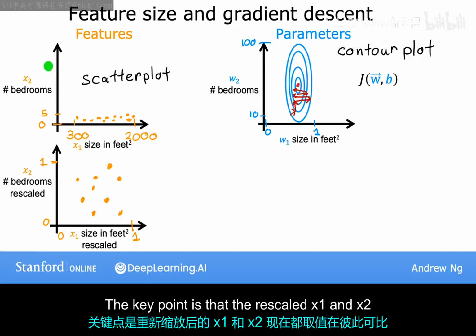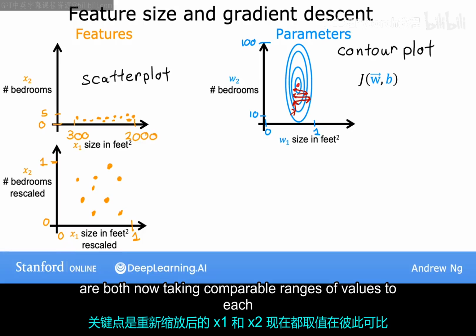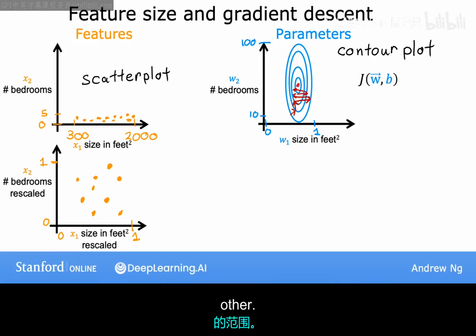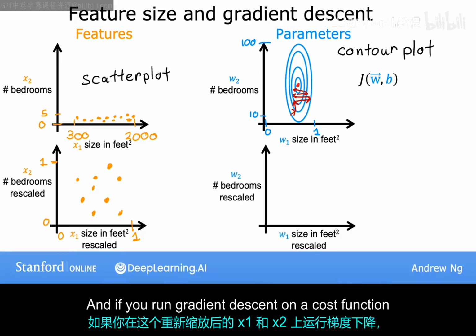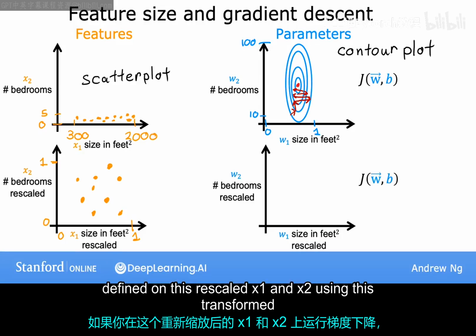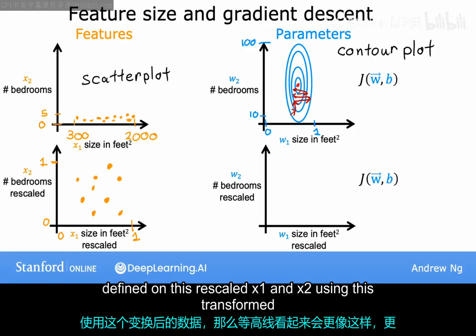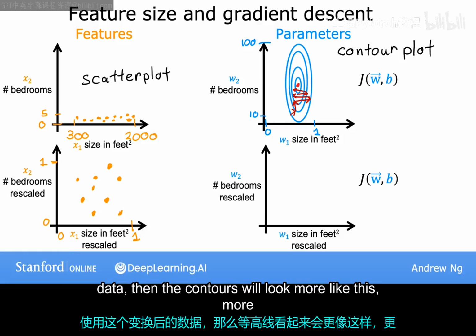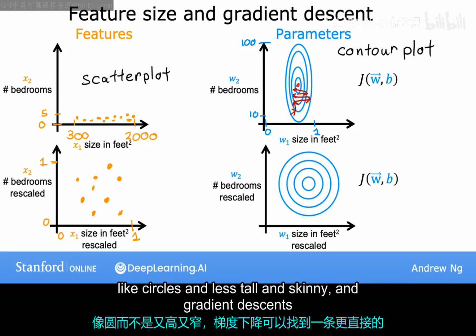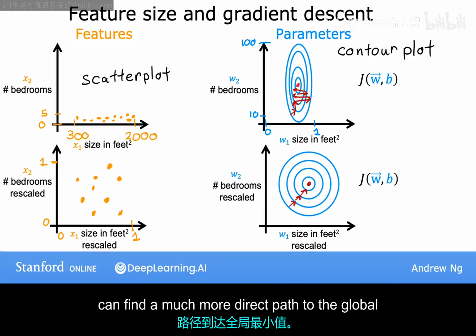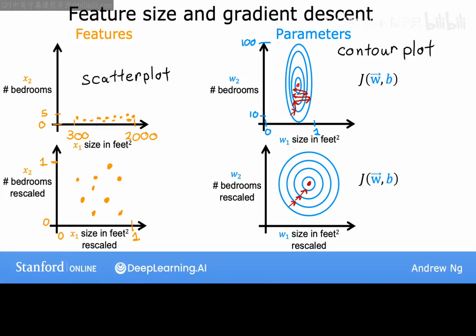The key point is that the rescaled x1 and x2 are both now taking comparable ranges of values to each other. And if you run gradient descent on a cost function defined on this rescaled x1 and x2 using this transformed data, then the contours will look more like this, more like circles and less tall and skinny, and gradient descent can find a much more direct path to the global minimum.